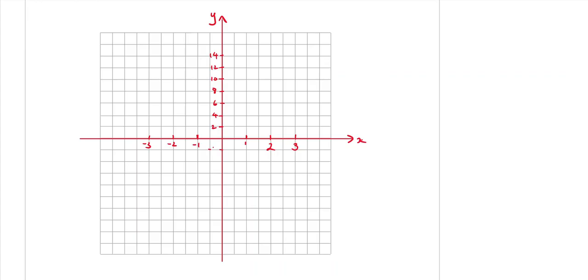And then going down, -2, -4, -6, -8, -10, -12, -14. Now, it is okay, just a reminder, you can have a different scale on your x-axis to your y-axis, but you can't have two different scales on the x-axis. I can't have going up by ones on the top and down by twos on the bottom. Okay, it needs to be consistent, otherwise your graph will look very strange.